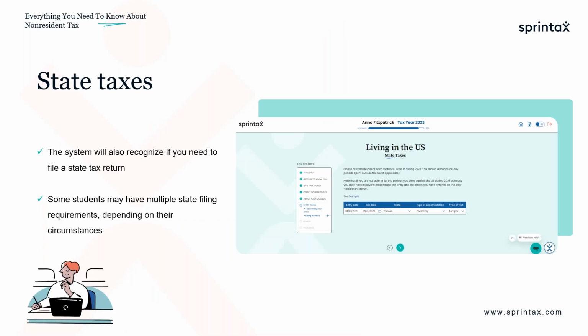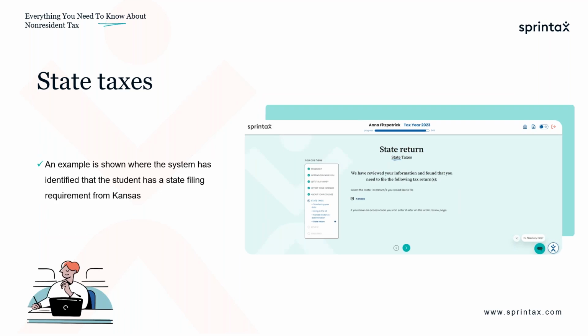As well as helping with things like the 8843 and your federal tax returns, the system can also help with state taxes. So we can figure out if you need to file state or not. If the system thinks you need to file state, we might ask some additional questions surrounding the state tax law in that state. And then if you do need to file state, we'll let you know, and you'll have the option of using Sprintax to prepare your state tax return.